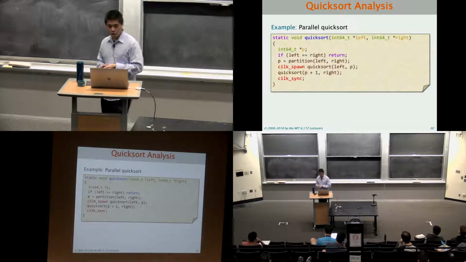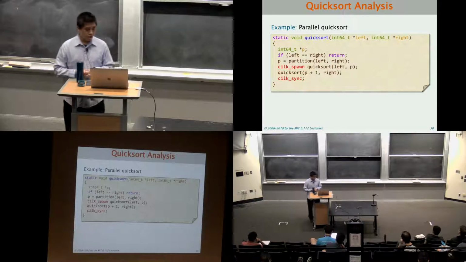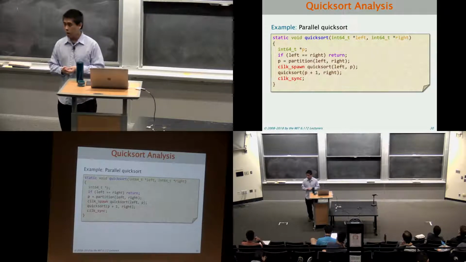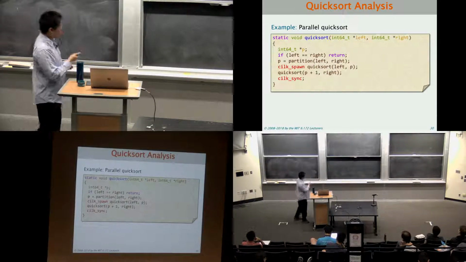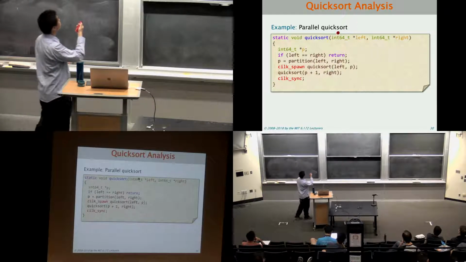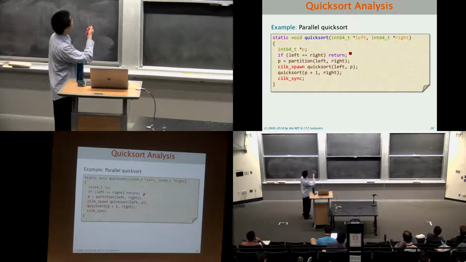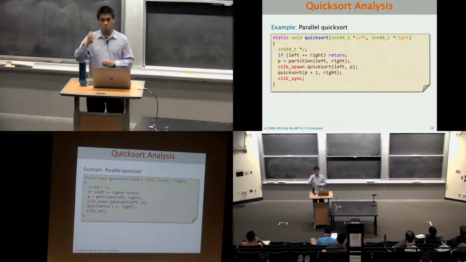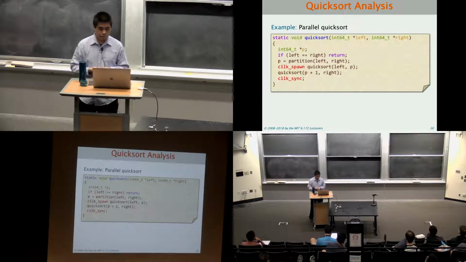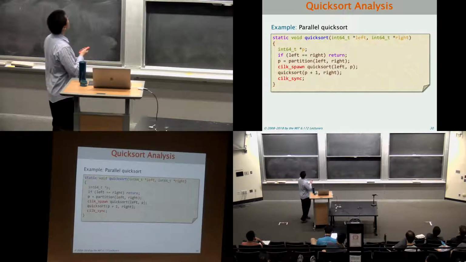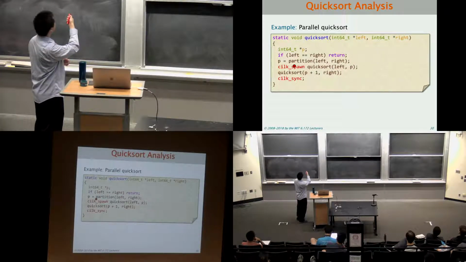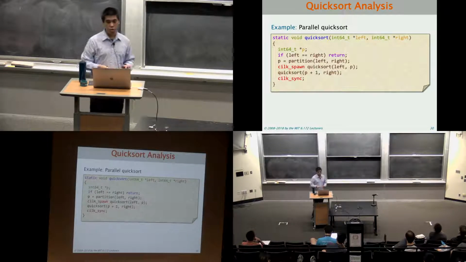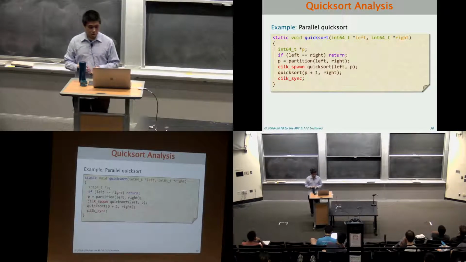So let's try to analyze the parallelism of quicksort. And here we're using a parallel quicksort algorithm. The function quicksort here takes 2 inputs. These are 2 pointers. Left points to the beginning of the array that we want to sort. Right points to one element after the end of the array. And what we do is we first check if left is equal to right. If so, then we just return because there are no elements to sort.